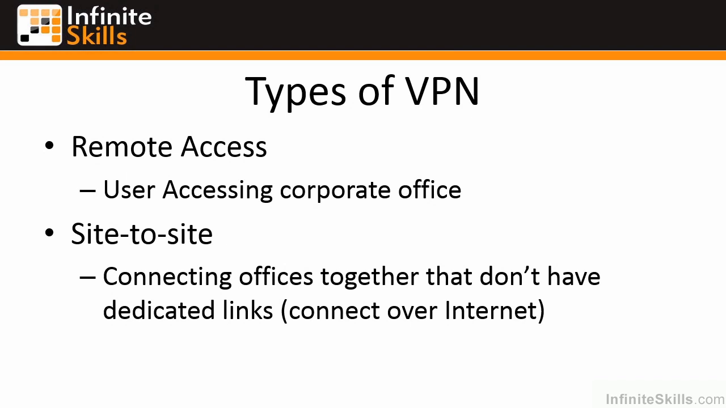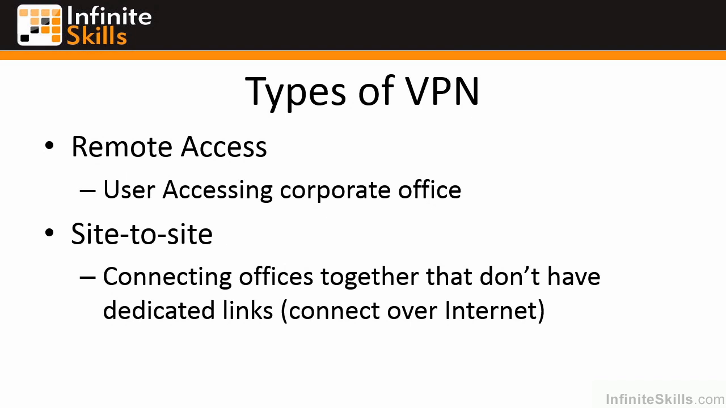Then VPNs can also be used for site-to-site. So imagine the scenario where you have 3 or 4 offices and you don't have dedicated links between the buildings, which is what some organizations will do. They actually have dedicated connections, dedicated wires, or maybe satellite technologies between the offices so it appears as one network. But maybe you don't have that infrastructure. Maybe they're too geographically distributed, and instead you want to connect them over the internet.